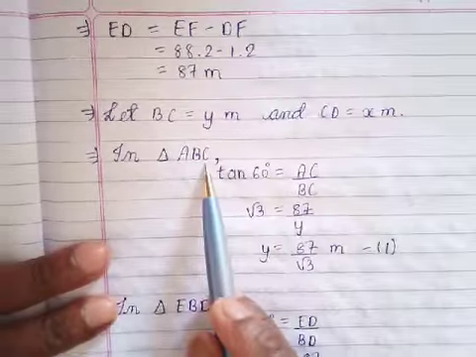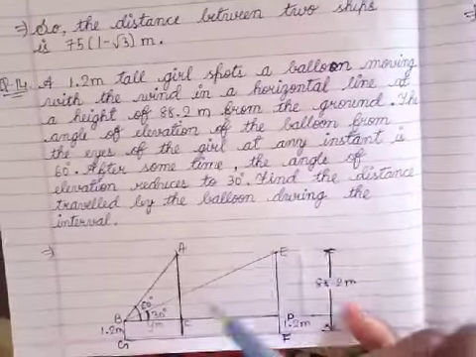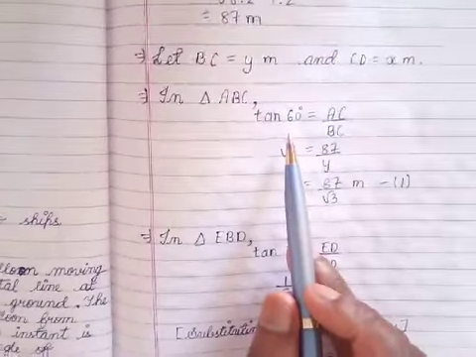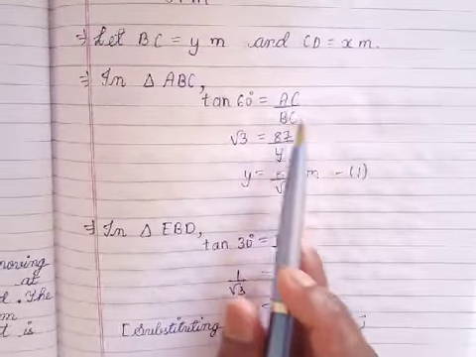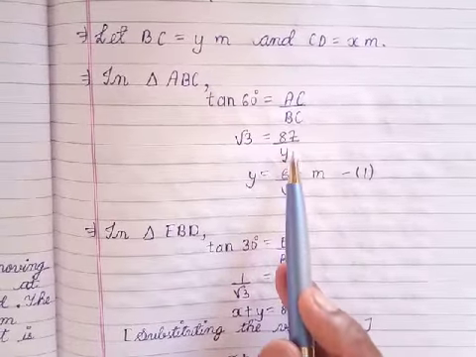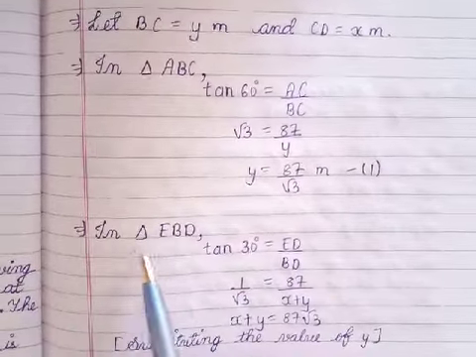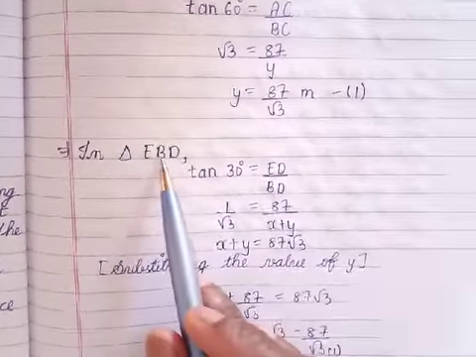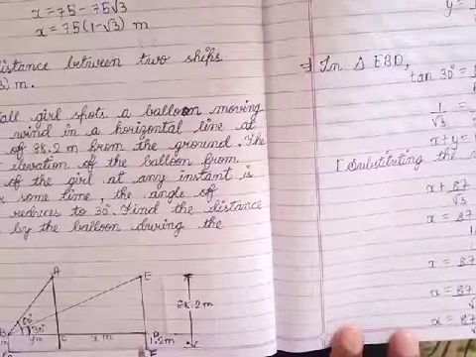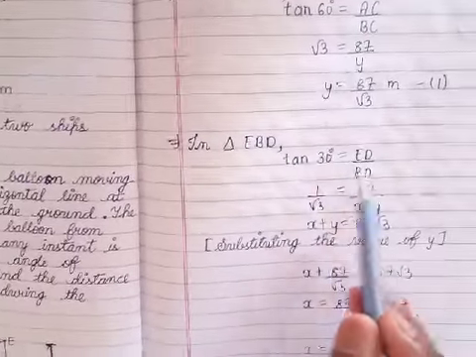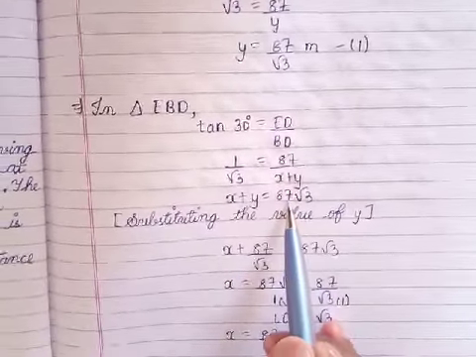So in triangle ABC, tan 60 is equal to AC upon BC, and tan 60 is root 3 and AC is 87. So root 3 is 87 upon y. So y is equal to 87 upon root 3 meter. This is 1. In triangle EBD, tan 30 is equal to ED upon BD. 1 by root 3 is 87 upon x plus y. So x plus y is equal to 87 root 3.